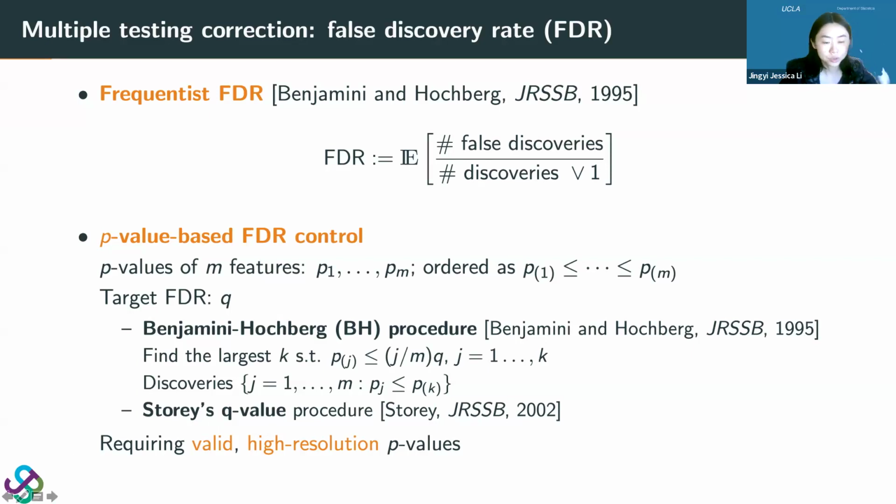So both procedures will require p-values. And validity here means that null p-values are uniform between 0 and 1. And high resolution means that if the p-value is small, you'd better have more digits after the decimal. So therefore, you can have better control for your p-value threshold. That means you're not thresholding it to be too stringent if you have a very coarse resolution of p-values.